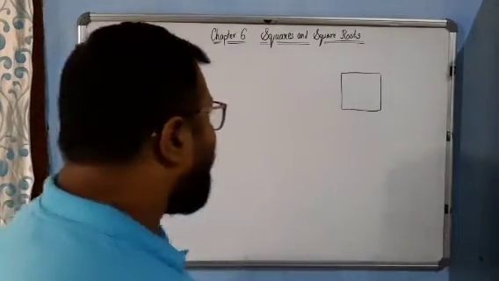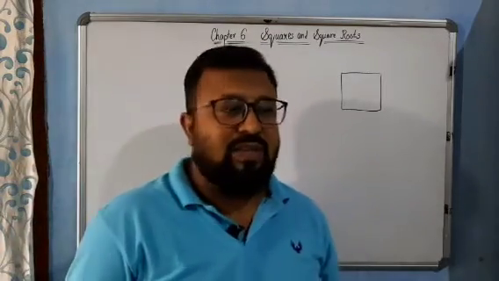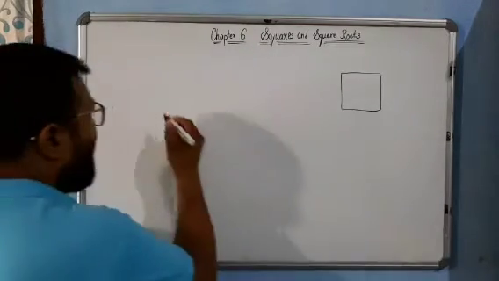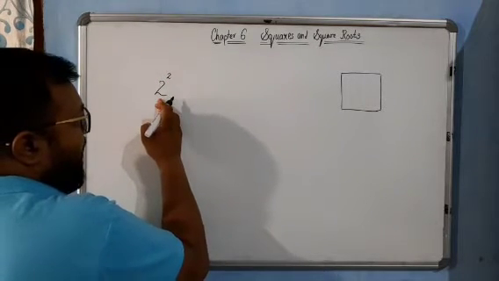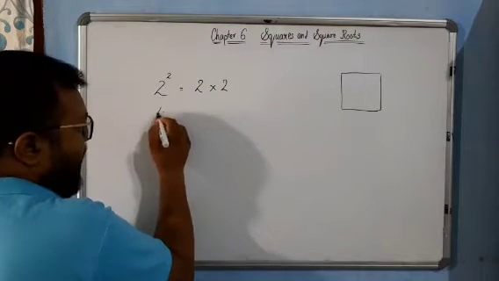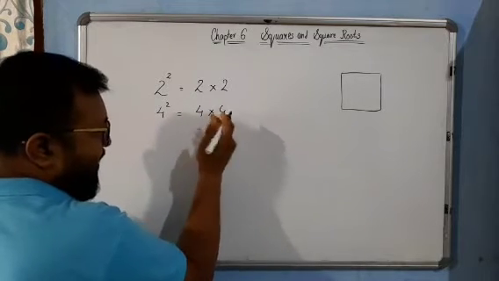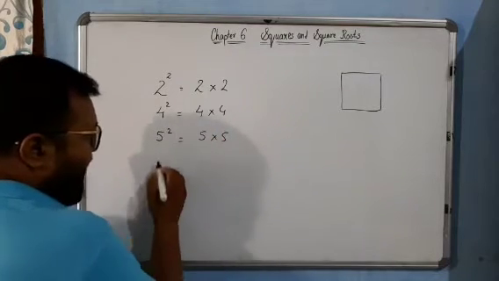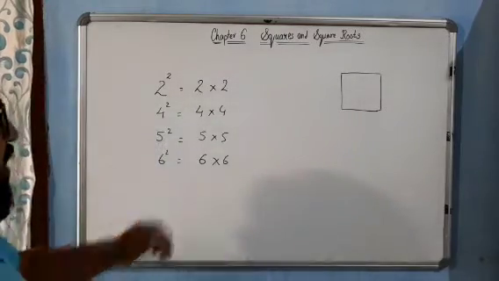So what is a square exactly? A square number is the product of a number with the number itself. For example, 2 squared equals 2 into 2. If I write 4 squared, it means the product of the number with the number itself. 5 squared will be 5 into 5. 6 squared means 6 into 6. This is all about squares.